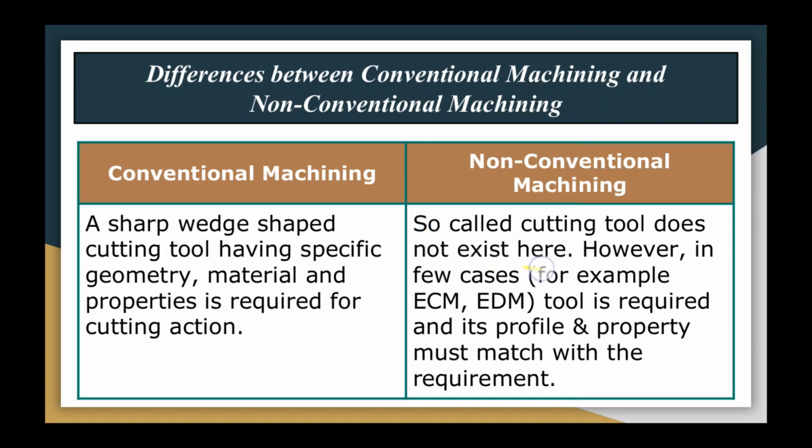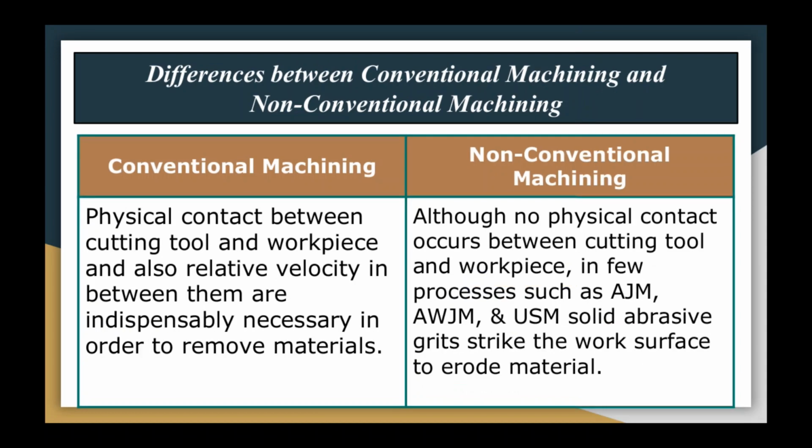However, in a few cases, for example electrochemical machining or electric discharge machining, a tool is required, and its profile and property must match the requirement. So this is a requirement of non-conventional machining in case of ECM and EDM. If you talk about conventional machining, physical contact between the cutting tool and workpiece and also relative velocity between them are indispensably necessary in order to remove material. So this is a basic condition in case of conventional machining.